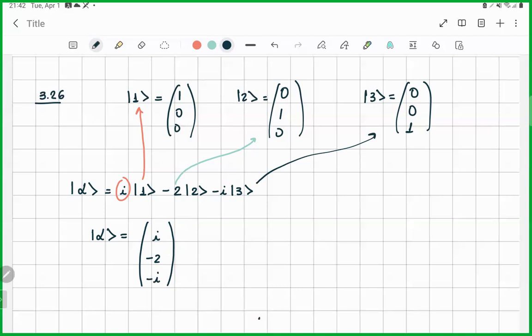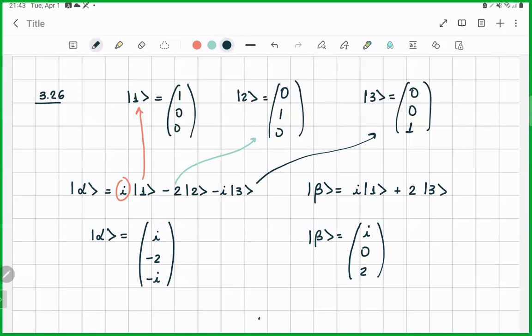Okay? And we are given another ket, beta, which is I for the basis vector 1. So this I is the probability amplitude. We have nothing in 2, but we have probability amplitude 2 in the vector 3. So again, we can write it as I, 0, and 2. All right, so this is what is given to us.